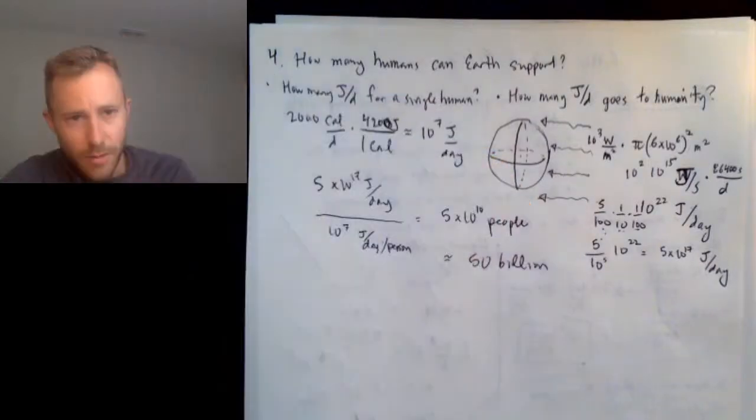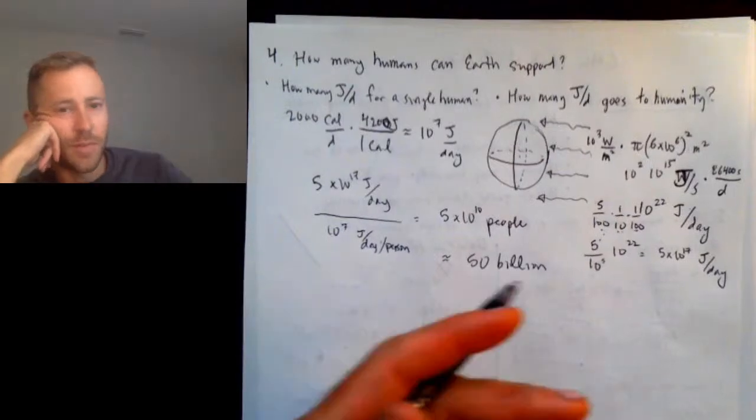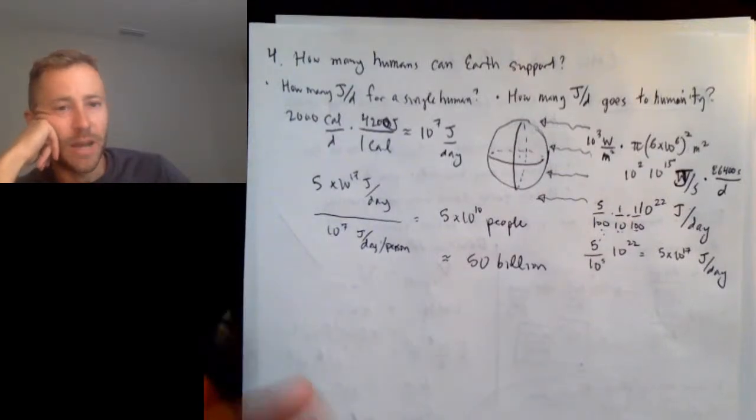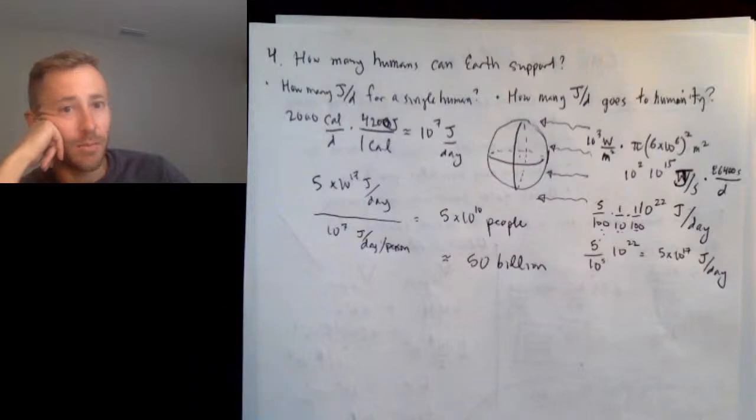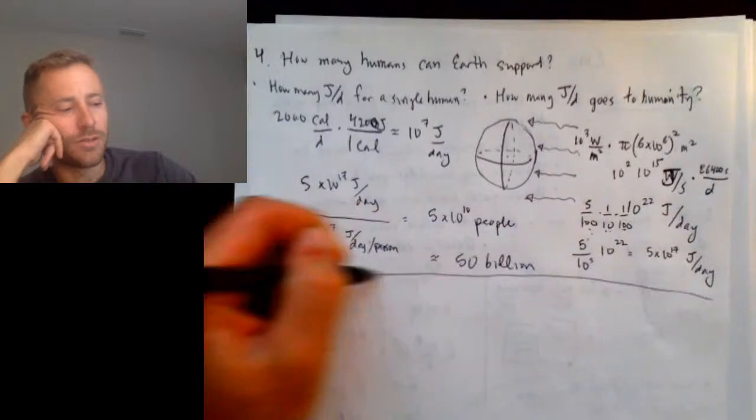So I would estimate the maximum number of people that the Earth can sustain is roughly 50 billion. And we're at close to 10 billion. So all this is saying is that we're pretty close to the maximum carrying capacity of the planet Earth. Okay? So that's why I said this is a dark problem.